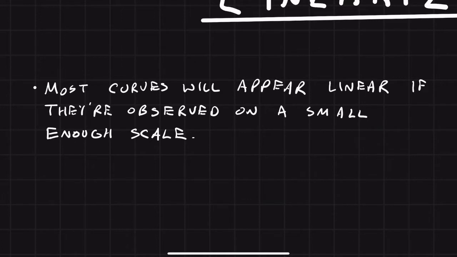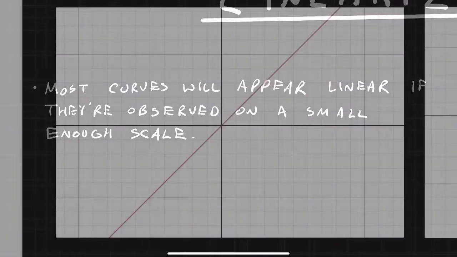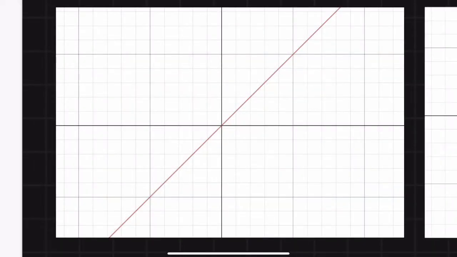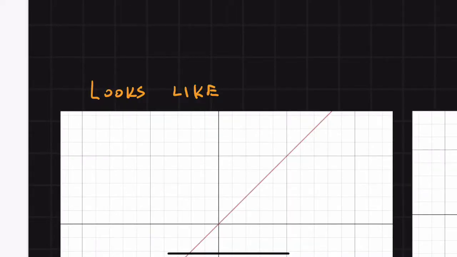The idea behind linearization is that most curves will appear linear if we observe them on a small enough scale. Let's look at a few examples of that. Take a moment and try to figure out what the equation of this line looks like. This line appears to be linear. It has a y-intercept of 0, and the slope appears to be 1 over 1. So this graph looks like the equation y is equal to x.